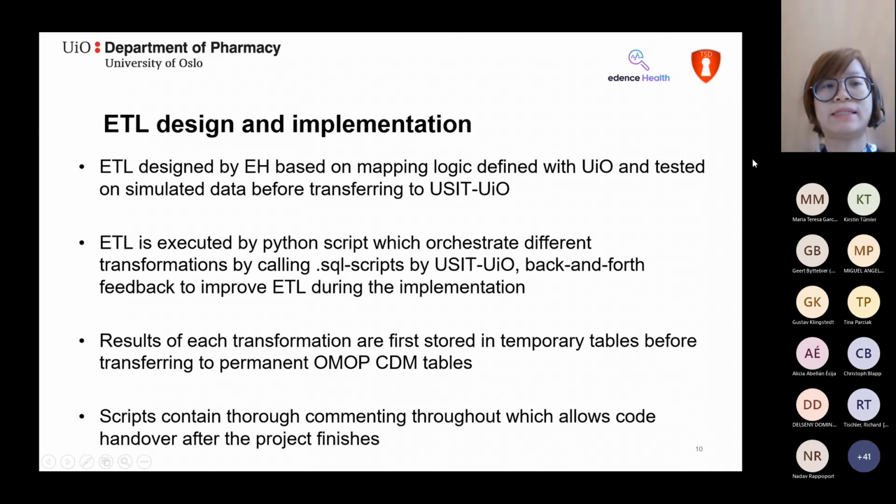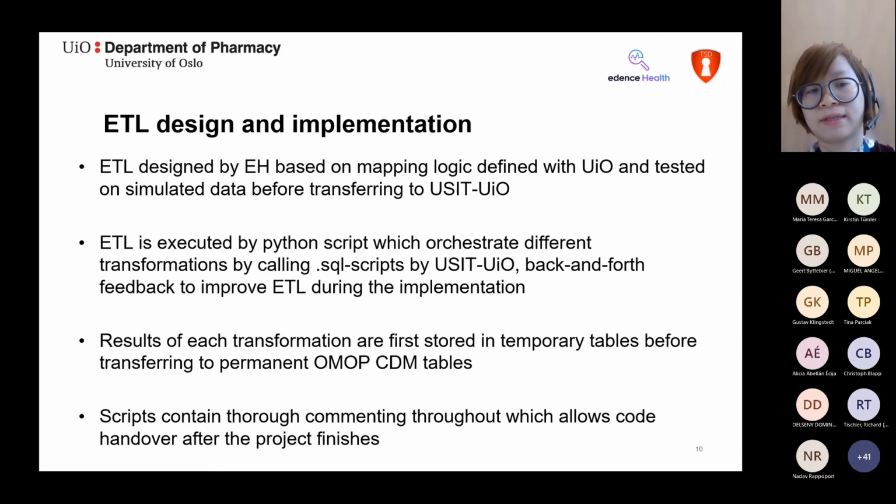So the ETL was designed by EdenceHealth based on the mapping logic defined with the University of Oslo. At the beginning, we had a mapping workshop where we went through the whole structure of the data and discussed with EdenceHealth what information we map into which table. And these were tested using simulated data before transferring to UIO. The ETL was executed by a Python script which orchestrates the different transformations by calling SQL scripts, and we had very nice back and forth feedback between EdenceHealth and Lucid in order to improve the ETL during the implementation.